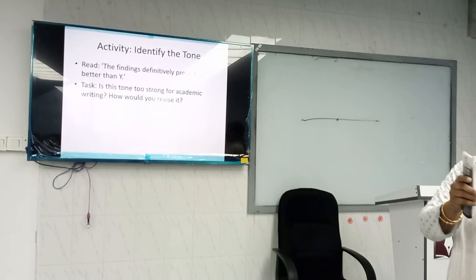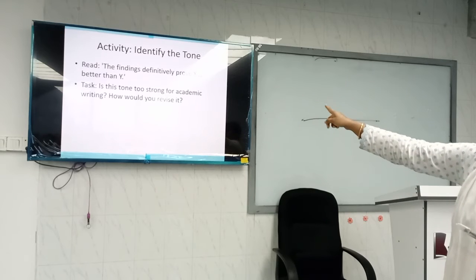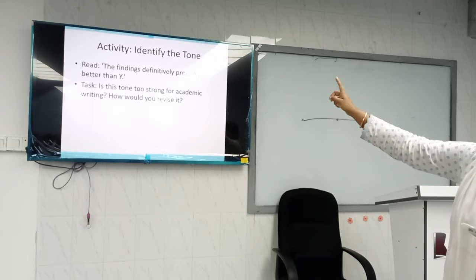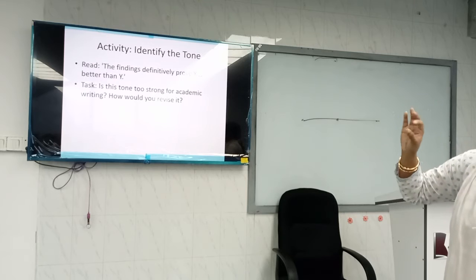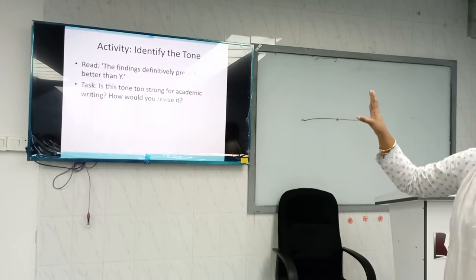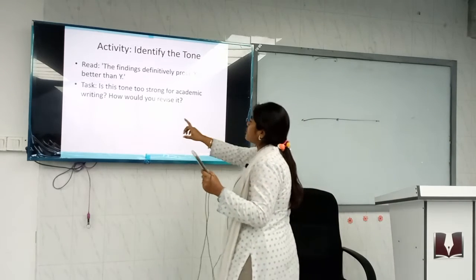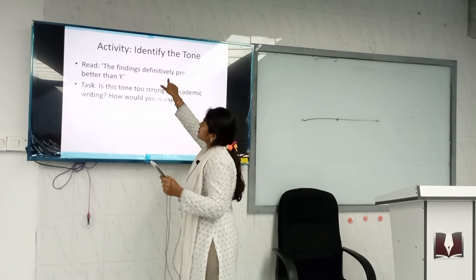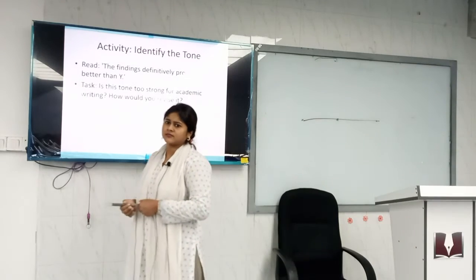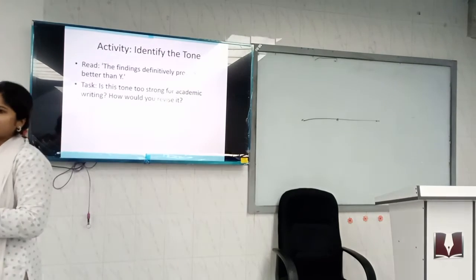এখন এই অ্যাক্টিভিটিটা আপনারা লেখেন। Task is: is this tone too strong for academic writing? If it is, then you will write yes, this tone is very strong and that should be avoided in academic writing. Then the next question will be how would you revise it? তাহলে এটাকে আপনি যদি রিভাইজ করেন তাহলে কিভাবে লিখবেন? How will you rephrase it, revise it?